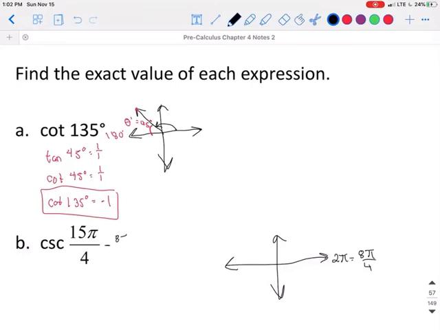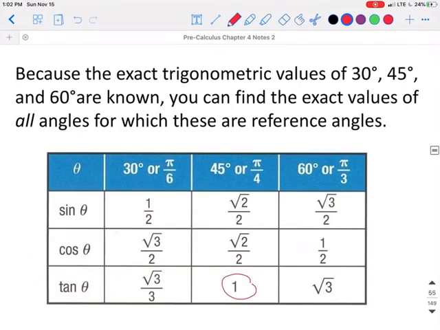If we subtract 8 pi over 4 from that to find a coterminal angle, that's going to leave us with 7 pi over 4, which would put our terminal angle right here. So our reference angle in this case will just be pi over 4. Now cosecant is the reciprocal of sine, so if we find the sine of pi over 4, the sine of pi over 4 is radical 2 over 2.